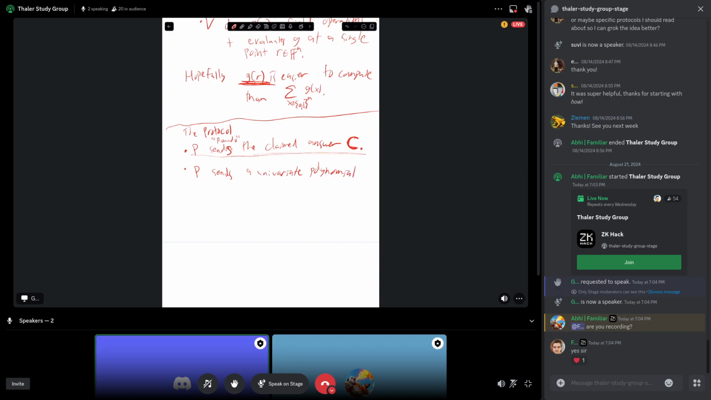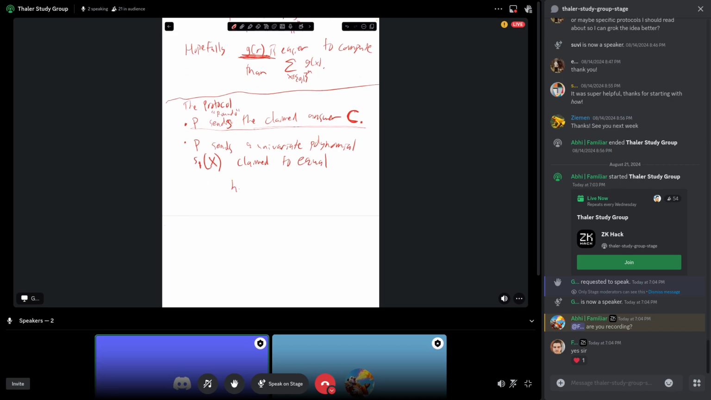Okay, so on round 1, the prover sends a univariate polynomial, and let me call the actual thing that the prover sends S1 of X, which is claimed to equal the following univariate polynomial, H1 of X. Okay, so S1 of X is what the prover actually sends. H1 of X is what the prover should send if the prover is honest. Okay, so H1 of X is the following.